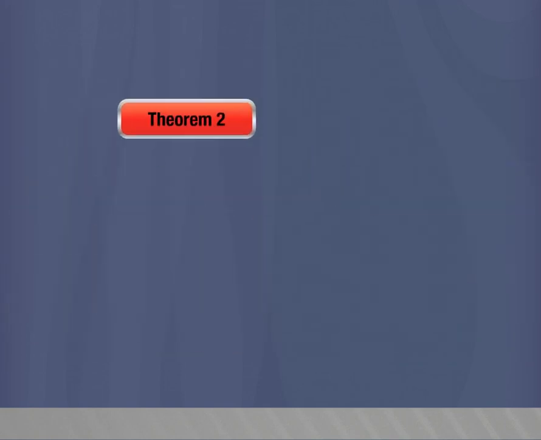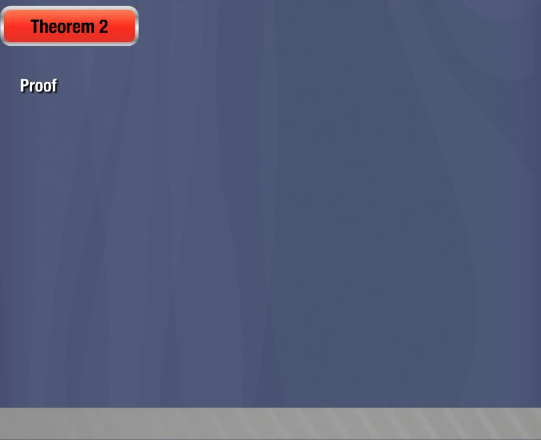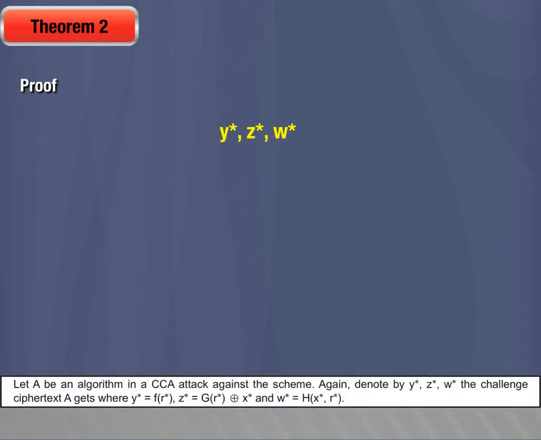Theorem 2. Proof. Let A be an algorithm in a CCA attack against the scheme. Again, denote by (Y*, Z*, W*) the challenge ciphertext A gets, where Y* is equal to f of R*, Z* is equal to g of R* + X*, and W* is equal to h of X*, R*.